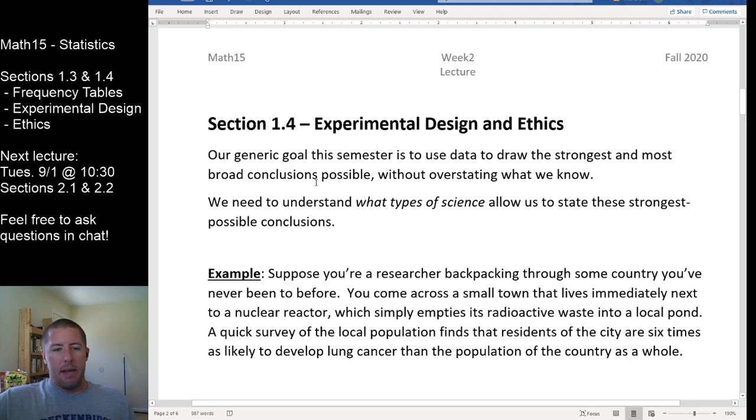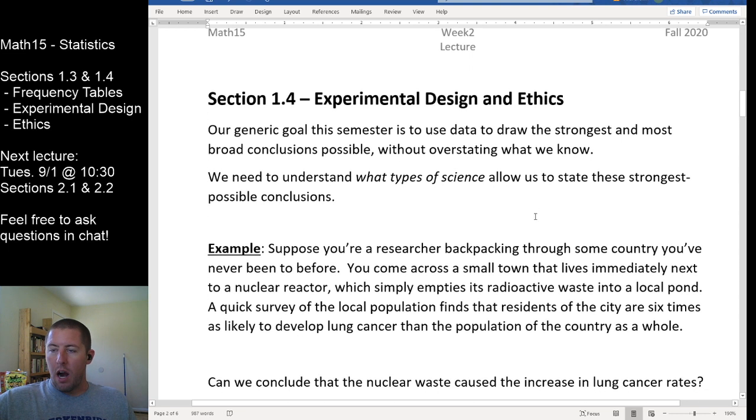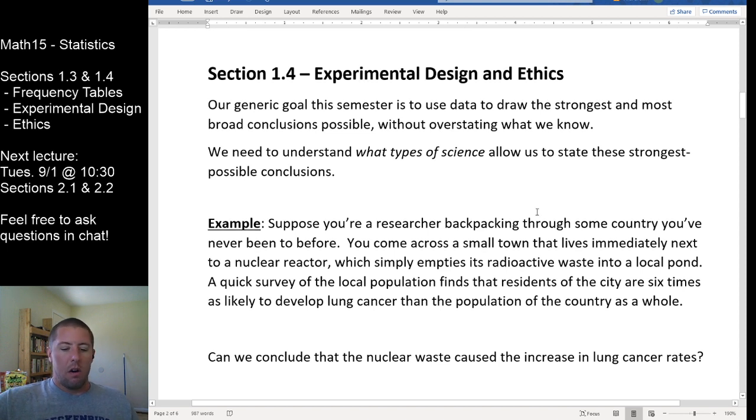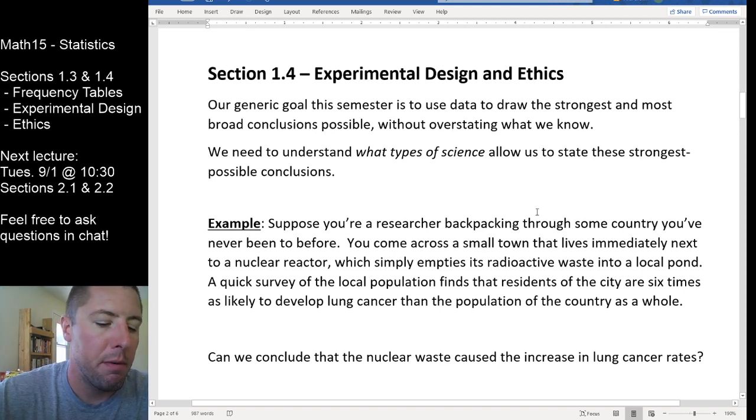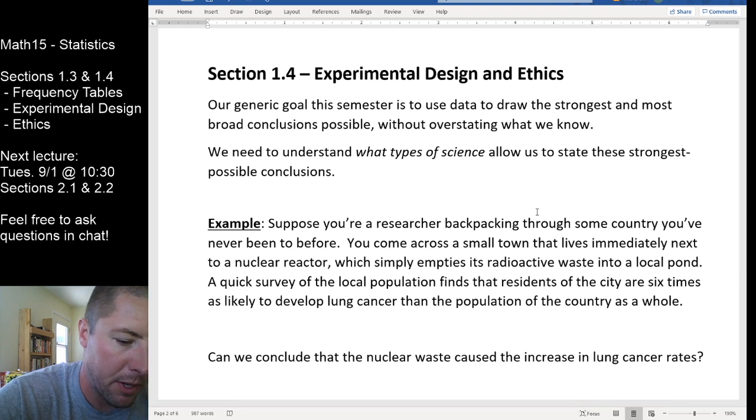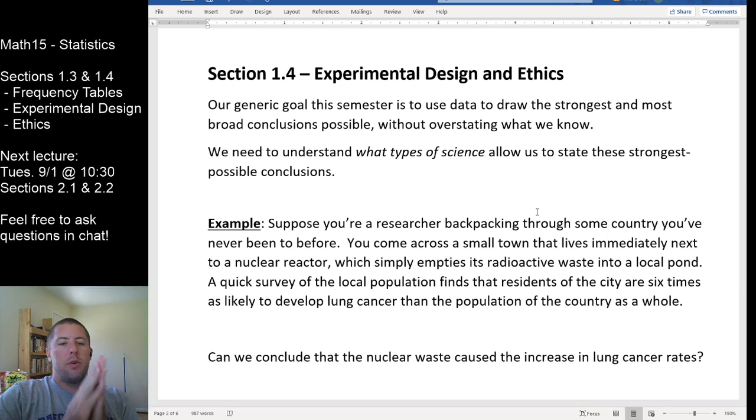As with so many things this semester, it's going to be easiest for us to just look at an example to get rolling with this one. So here's our hypothetical situation. Suppose that you're a researcher and you are backpacking through a place you've never been. I'm just trying to say we're in some sort of unfamiliar territory here. We're backpacking through some country we've never been to before, and we come across a small town. In this small town, you notice that they're immediately next to a nuclear reactor. And you notice that this nuclear reactor's waste disposal plan is just to dump all the radioactive waste into a local pond. You get into town, you go to the local bar, and you say, hey, what's going on around here?